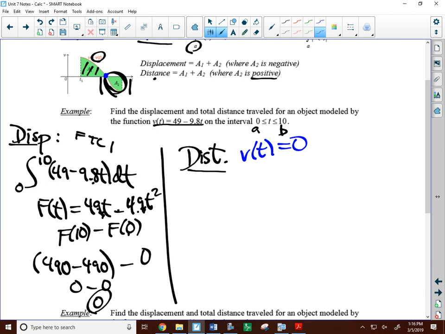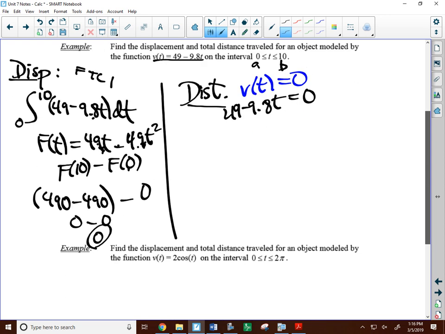Okay, so what was it? 49 minus 9.8t. I'm saying that equals 0. Adding 9.8t to both sides, so we'll get here 49 equals 9.8t. And then divide by 9.8 and we'll get 5.